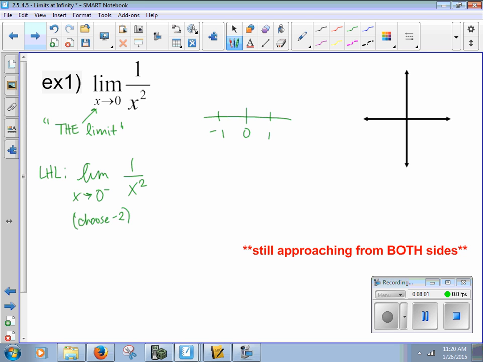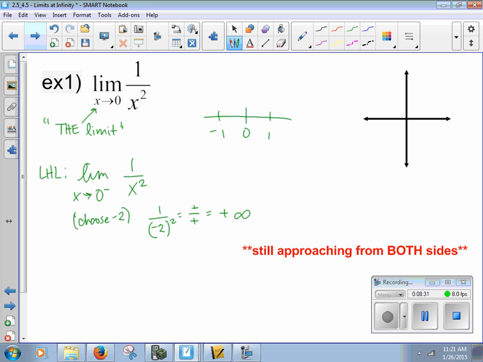If I plug negative 2 in for x, I really don't care what the value will be, but what will the sign of the answer be? It's going to be a positive divided by a positive, which is a positive. So that is going to approach positive infinity. Does that make sense? Yeah. All right, now, what's our next step?